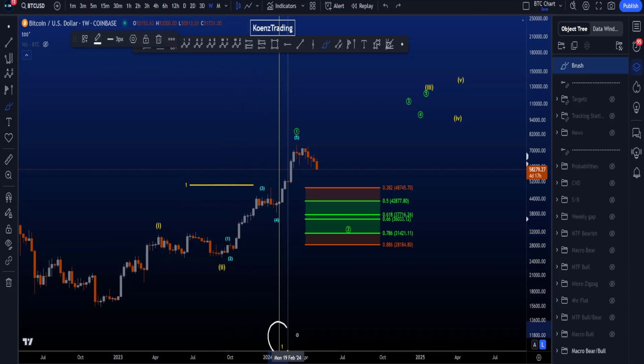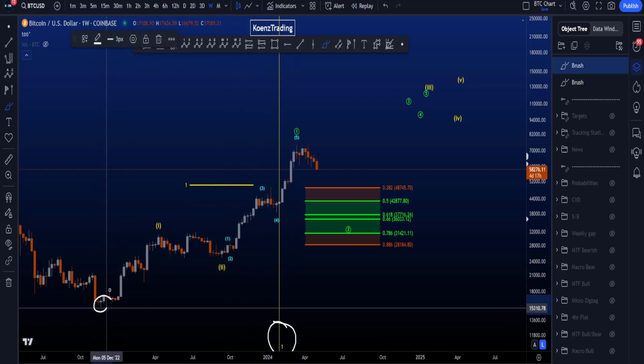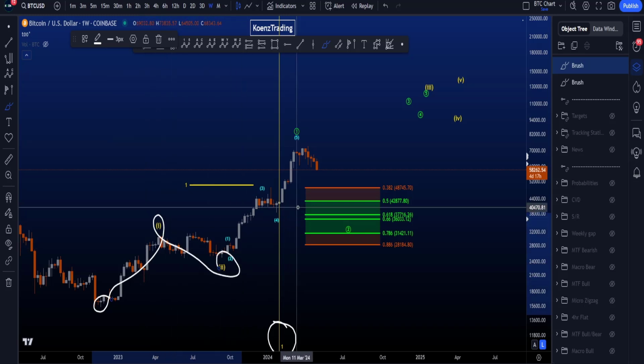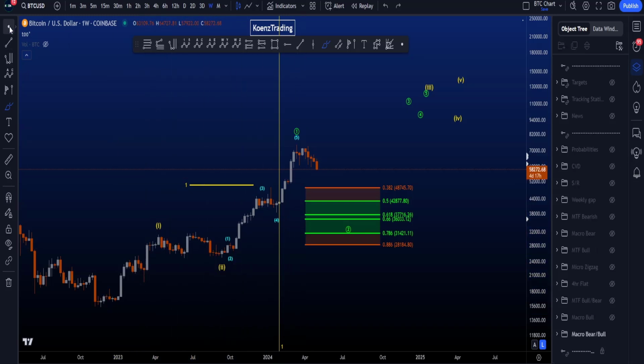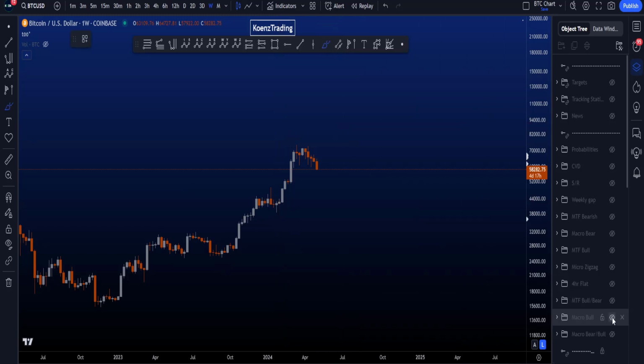And also it made the high after the 1-to-1 fib time taken from the low to the high to the low over here as well. It does lower the probabilities, but it's not an invalidation, so we continue to observe this scenario.